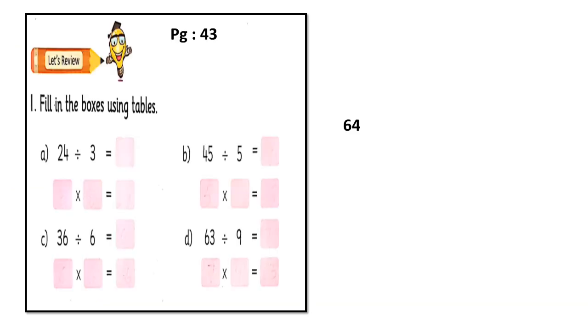Okay, now take out your books and open page 43. Question number 1. Fill in the boxes using tables. The first one is 24 divided by 3. How will we divide it? We divide it by multiplying number 3 to get the number 24. How many times do we multiply 3 to get 24? Yes, 8 times. It means 3 eights are 24. So what is the answer?